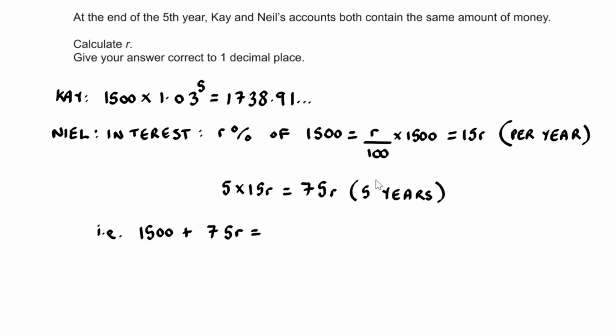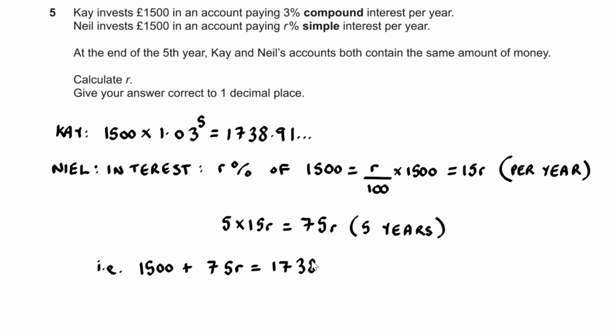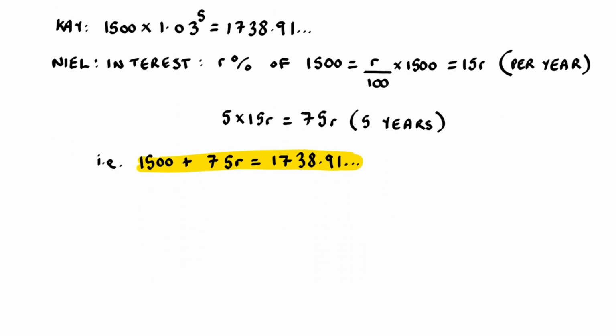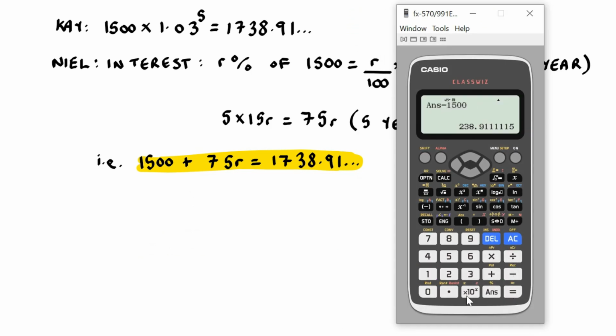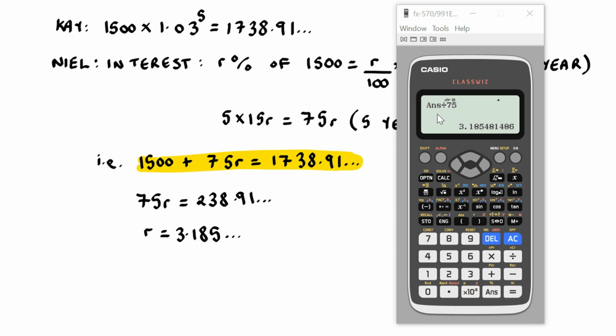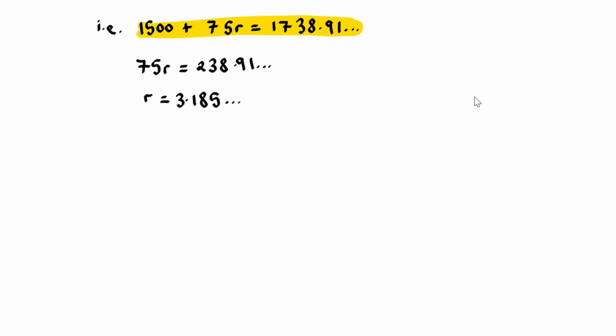And if they have the same amount of money, this is equal to 1738.91, etc. So this comes from the fact that they both contain the same amount of money after 5 years. And now what we will do is use this information to calculate what R is. So if we first of all subtract 1,500 from both sides, we have 75R equals 238.91, etc. And therefore R, if I divide this by 75, we get 3.185, etc. And what we need to do now is round this to 1 decimal place. Of course, you'd find over here R is equal to 3.2 to 1 decimal place.